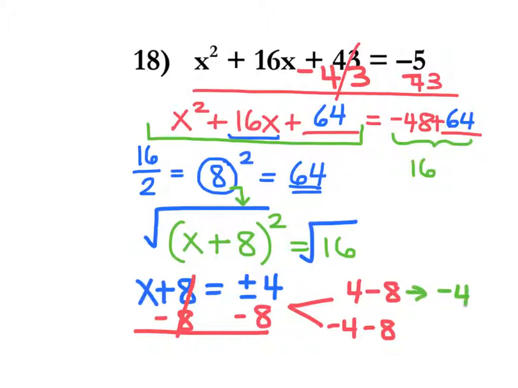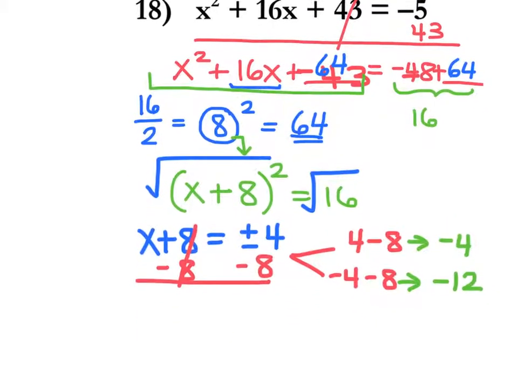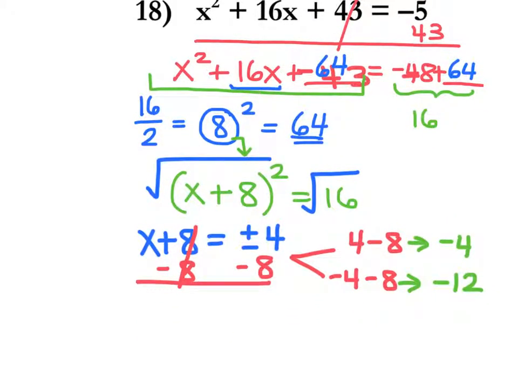Negative 4, because 4 minus 8 is negative 4, and also negative 12. So my final answer, x equals negative 4, and x equals negative 12. And that's solving by completing the square. We're going to go on to the next slide.